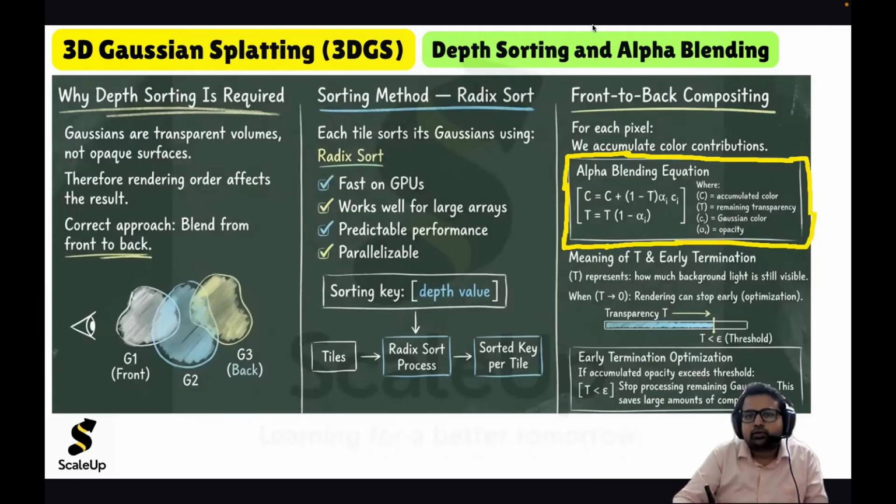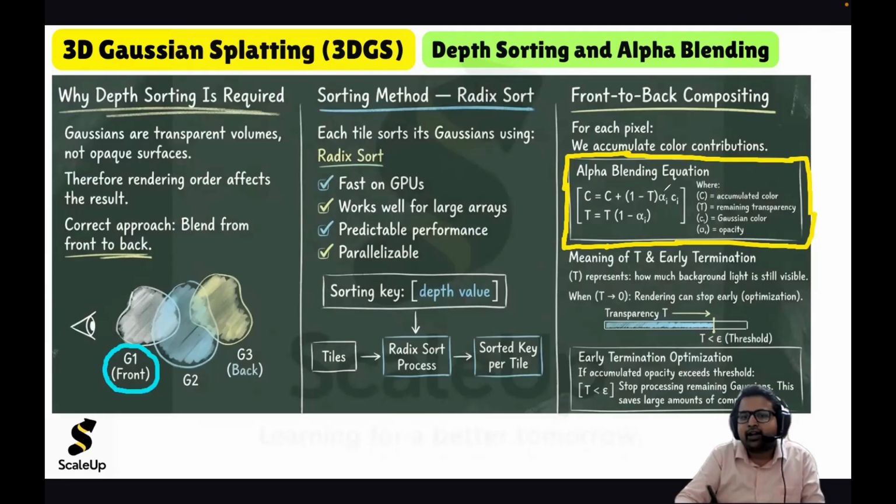Okay, so for the first 3D Gaussian, G1, the remaining transparency is zero. Because the idea is that the front Gaussian is fully visible, since we are starting from there. So T will be zero, and the accumulated color starts from zero.